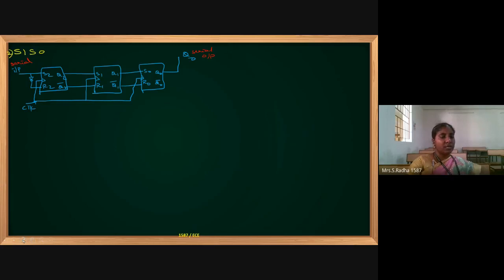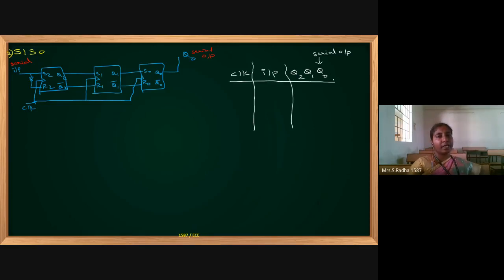Okay. So here I will take a table. What about the clock signal? What about the input signal? And what about the output? I am having 3 flip-flops, but my serial output is only the last bit. Last bit only is my concentration for output. Other bits I am not taking because it is serial output. If you take other bits, it becomes parallel output.